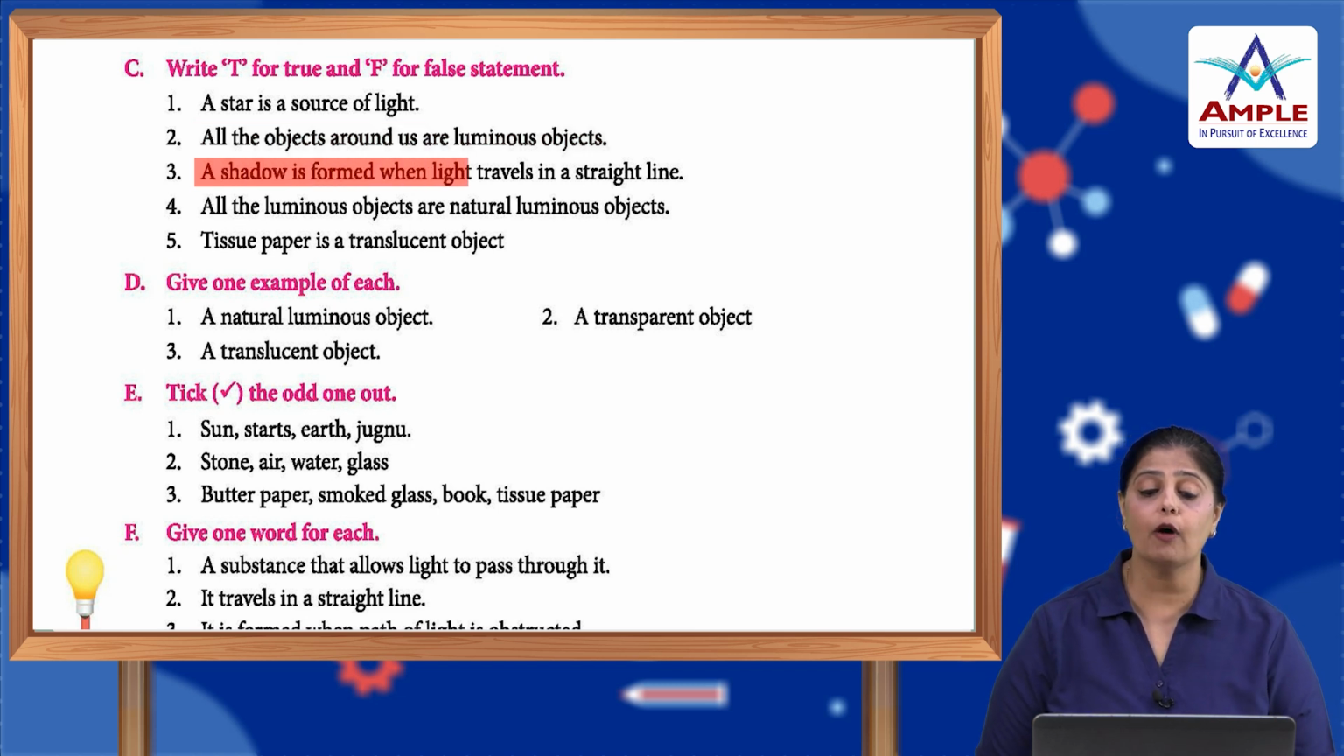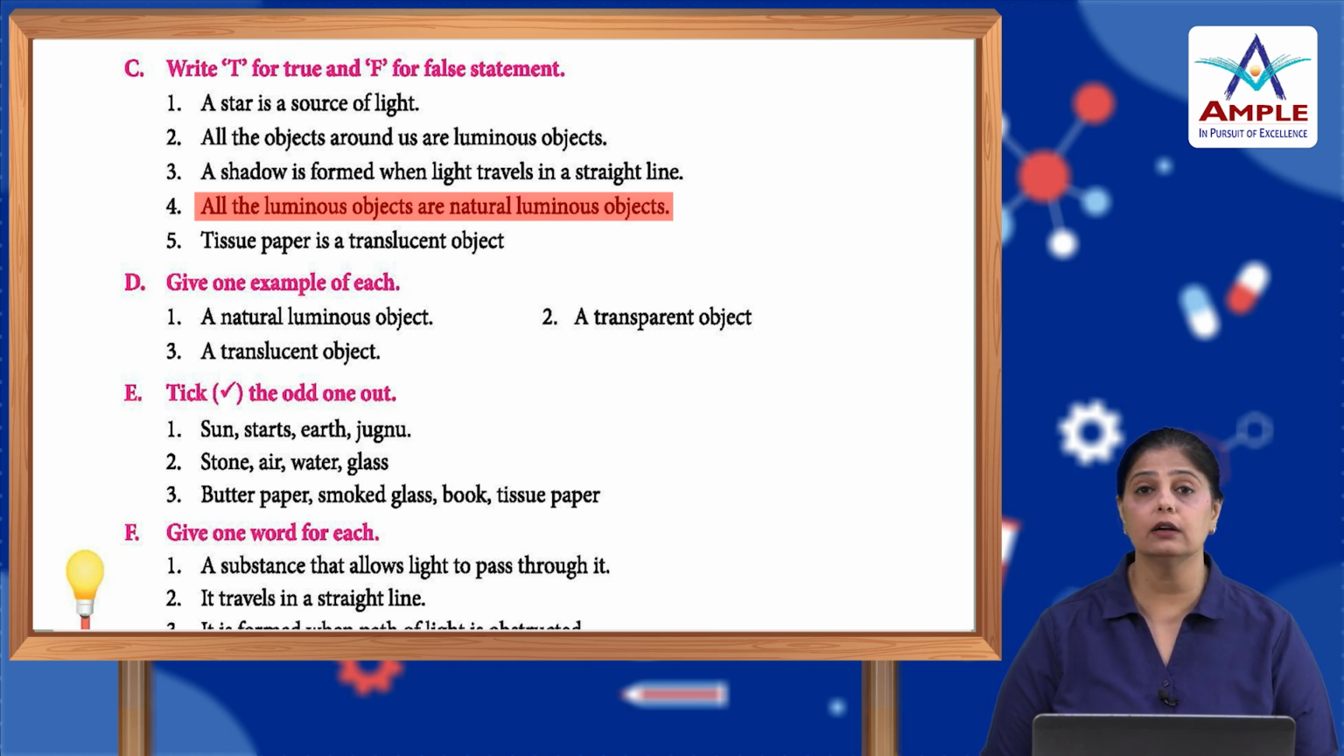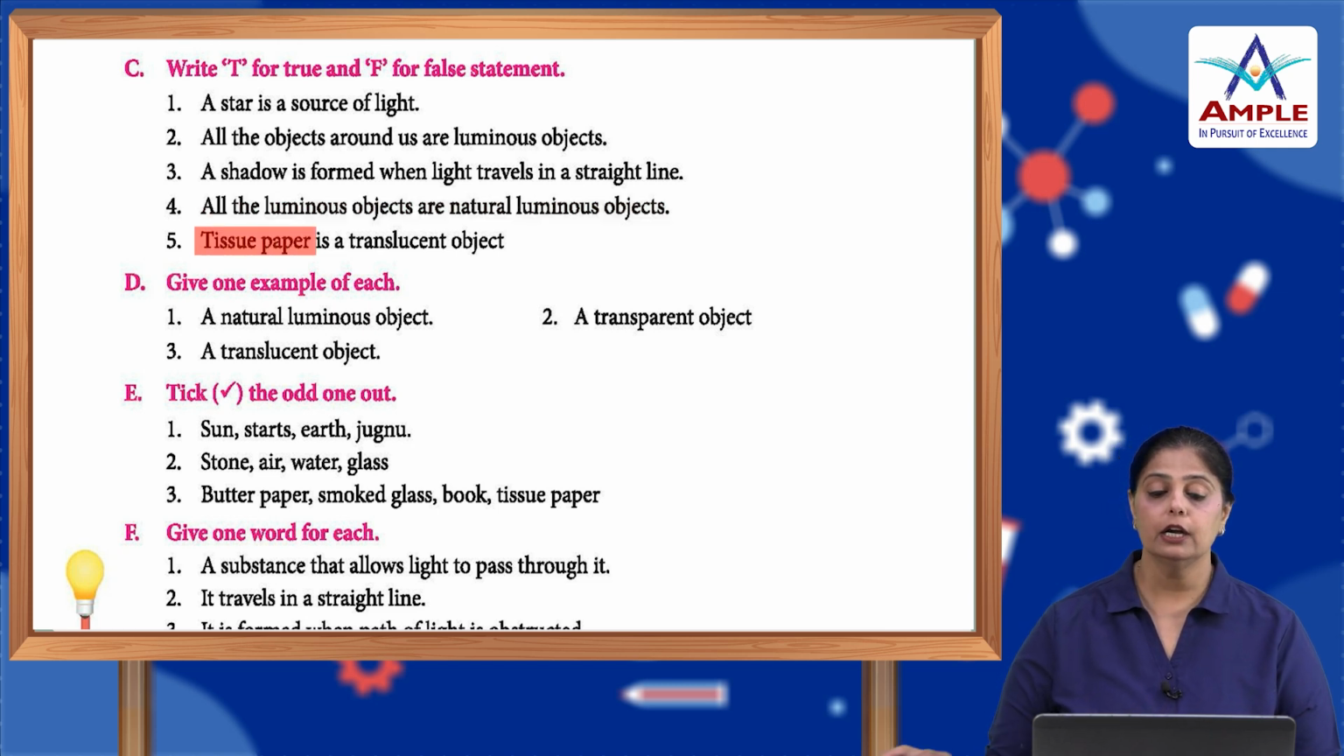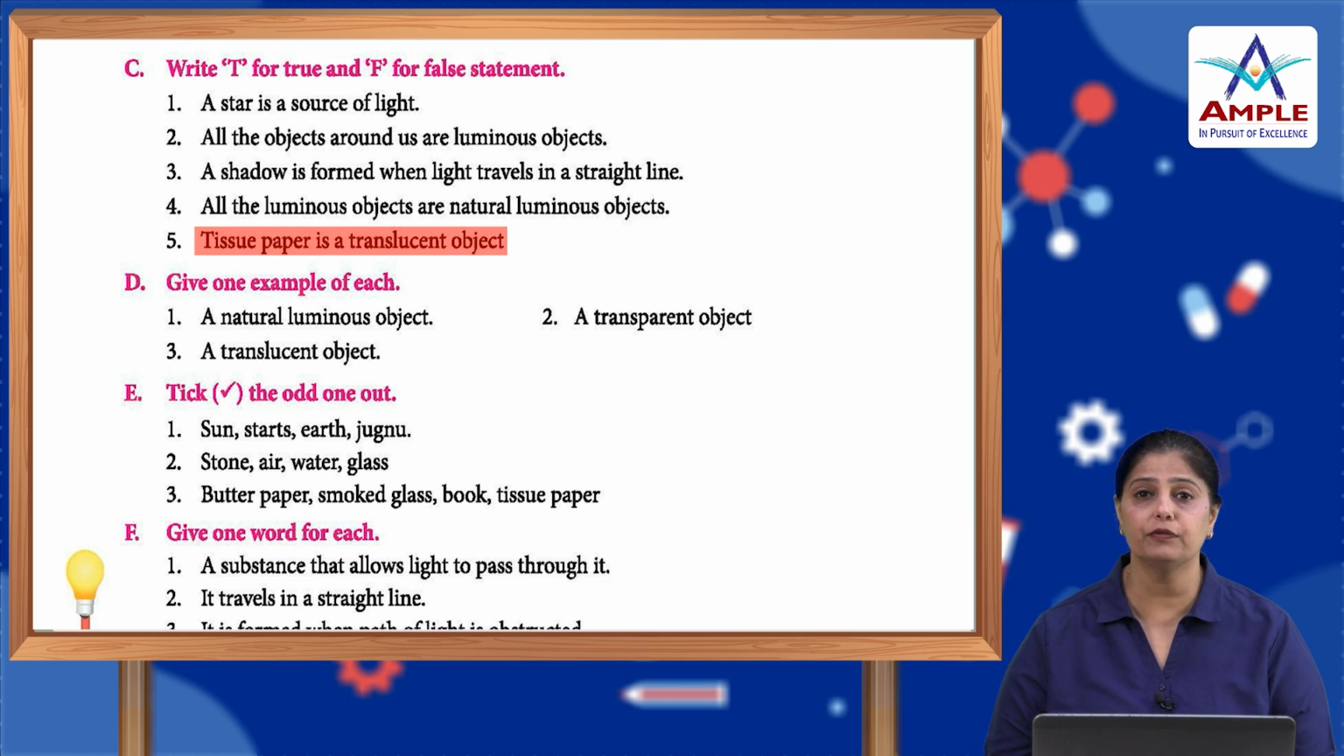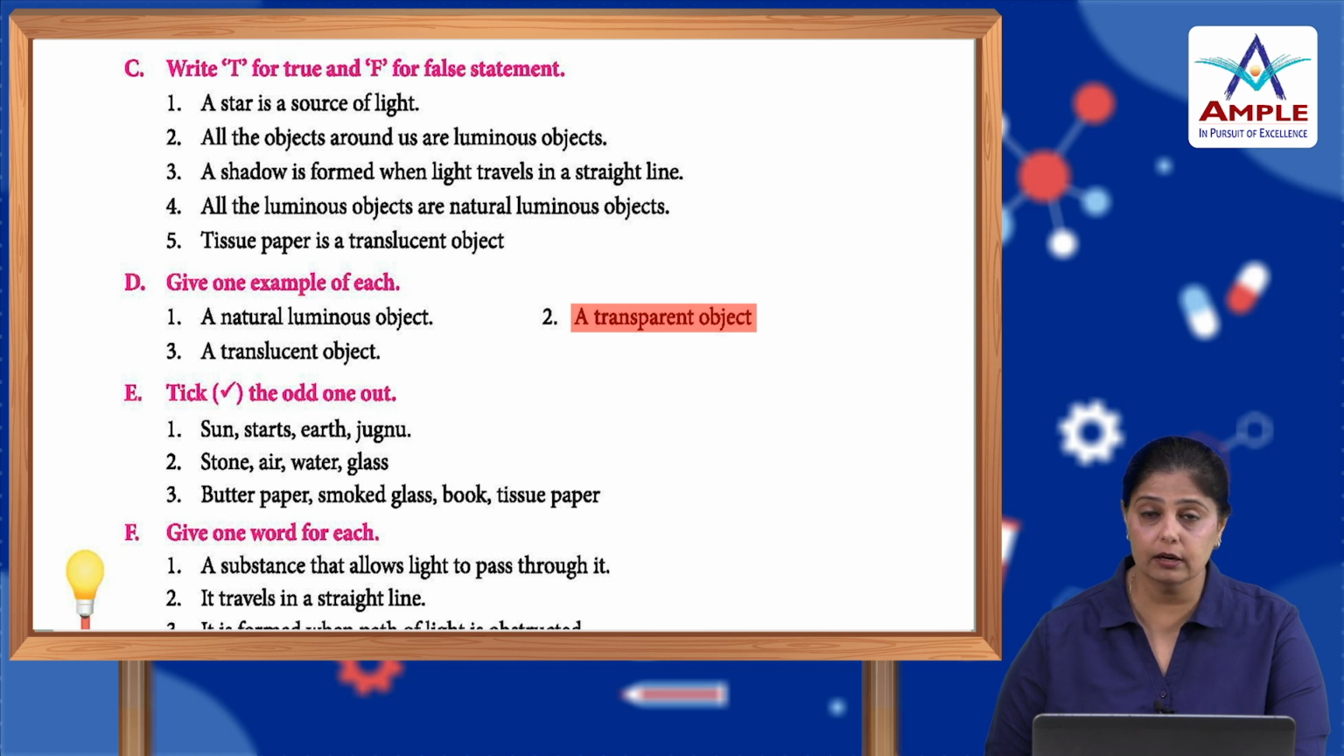Okay. A shadow is formed when light travels in a straight line? No, it is false. Okay. All the luminous objects are natural luminous objects? No. Okay. We use torch, we use bulb, which are not natural, they are man-made. Tissue paper is a translucent object? Yes. If it is a thin one, you can see through it. Okay. Give one example of each. A natural luminous object, sun. Transparent object, you can say a glass. Translucent object, you can say a glass which is of a translucent material, or waxy material.